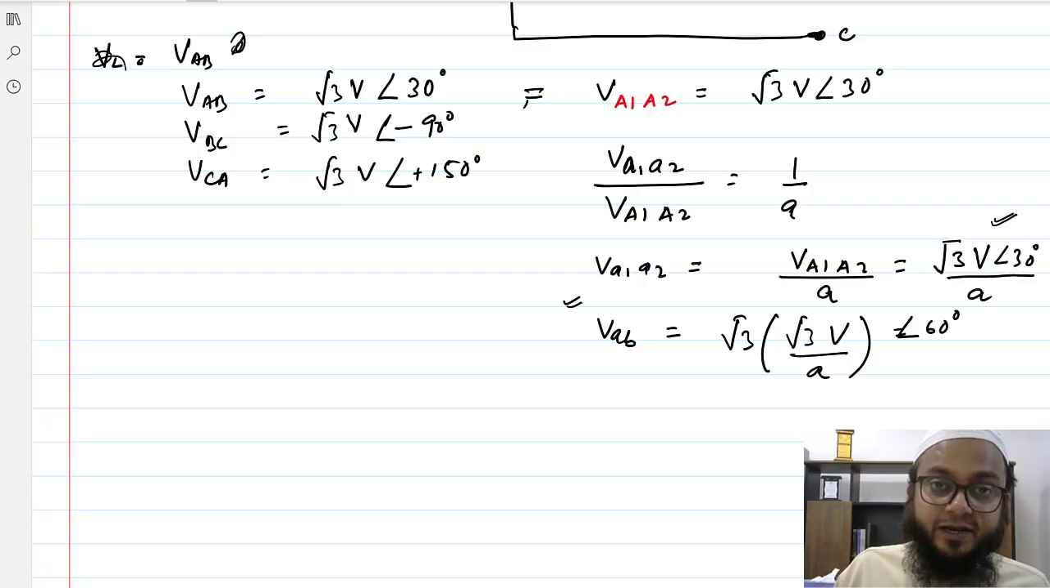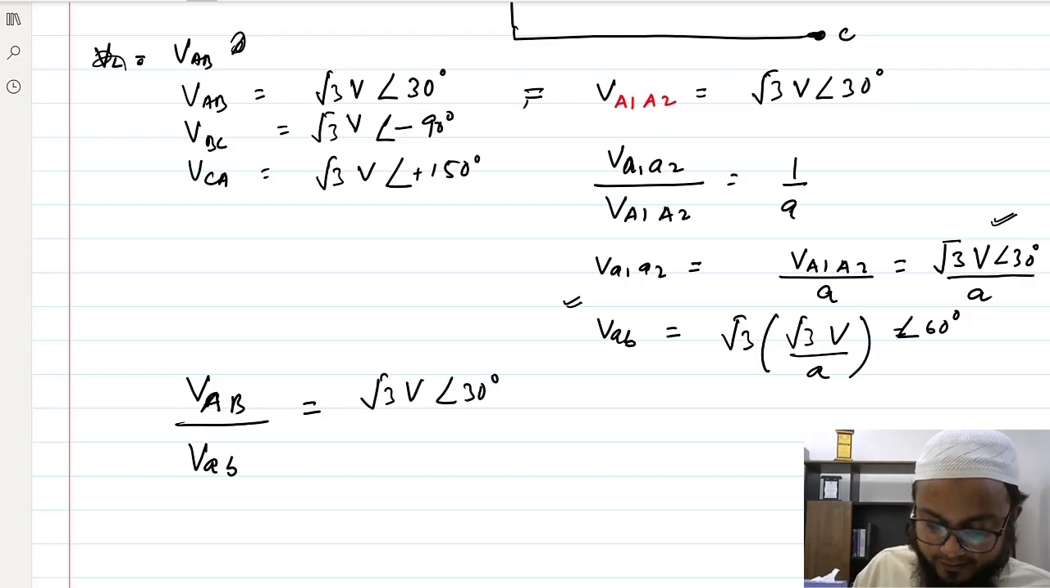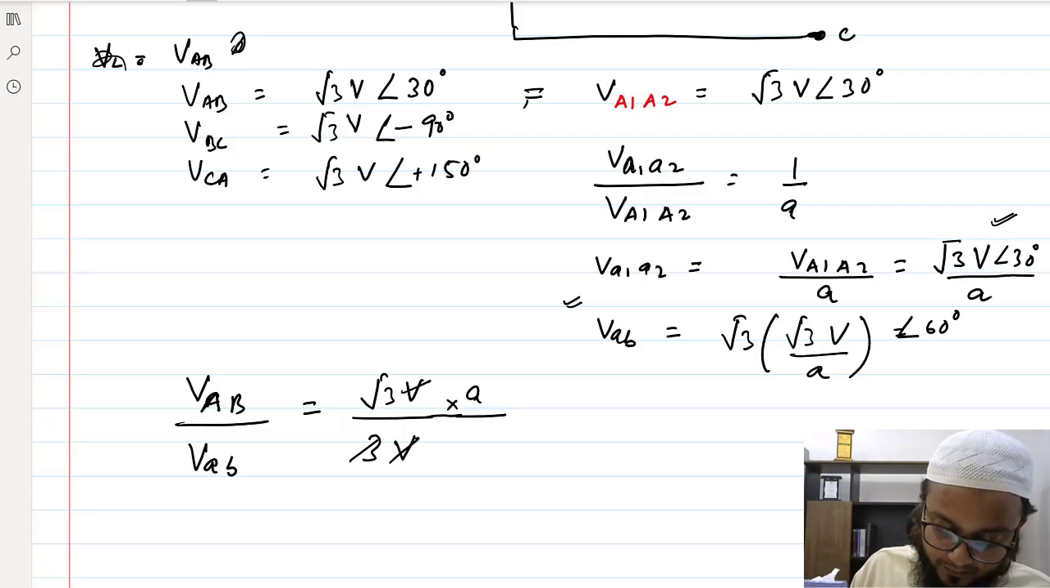So if we need to find the ratio of the primary side line voltage upon the secondary side line voltage, let's say what would be this ratio? V_AB upon v_ab. So capital V_AB is root 3 V at an angle of 30 degrees. For writing the turn ratio I should not bother about the angle here. So root 3 V, and this is 3 V in the denominator, and A, so A will come here. So this becomes A by root 3.